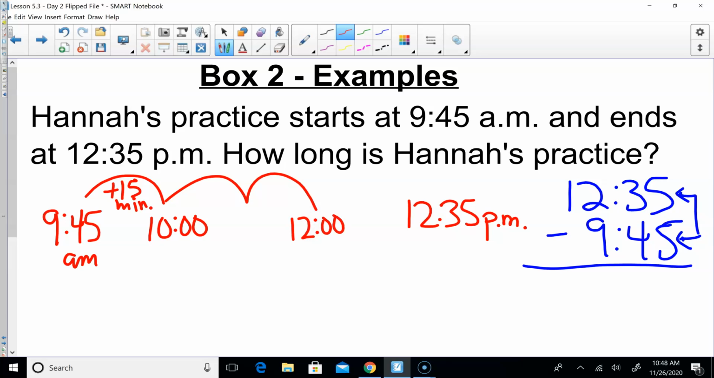Which would be then, this would be plus 1 hour. This would be plus another hour. And now I'm going to go from here to here. I'm going to add, all I'm going to do is add 35 minutes. The nice thing now is it's going to add my hours together.